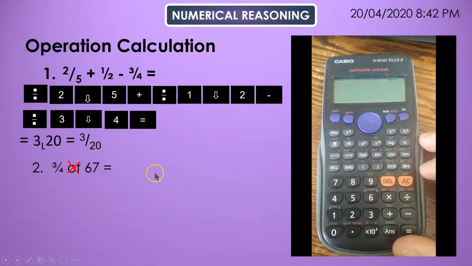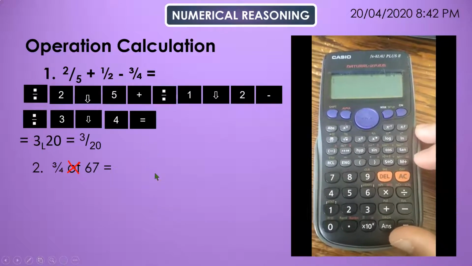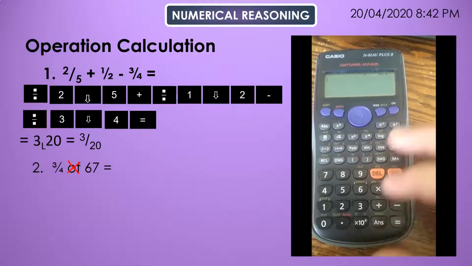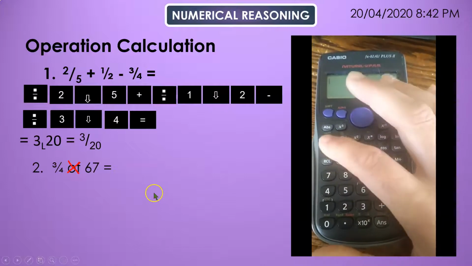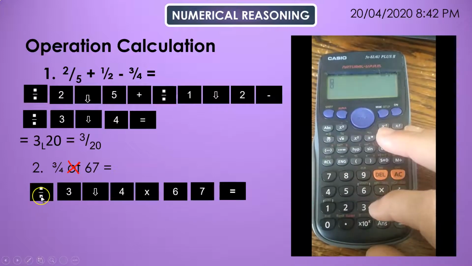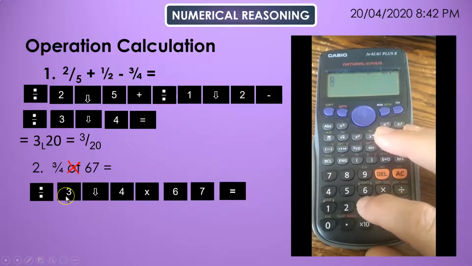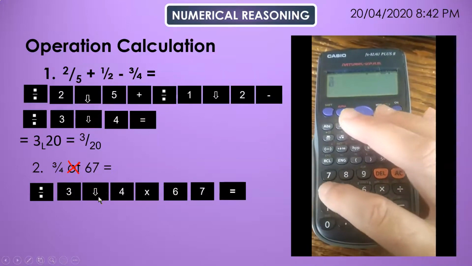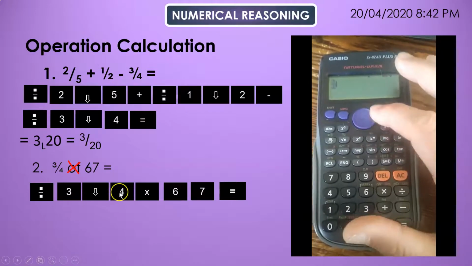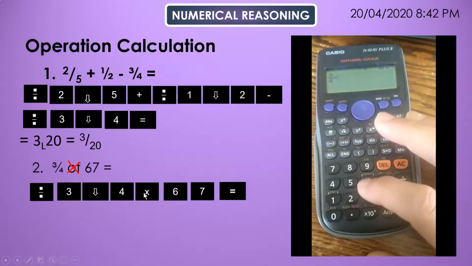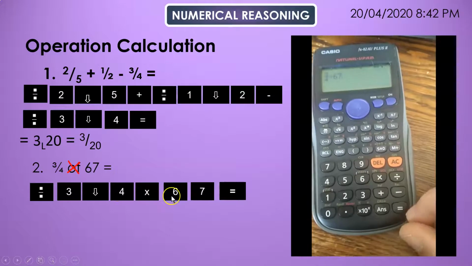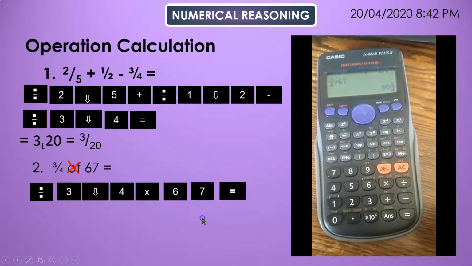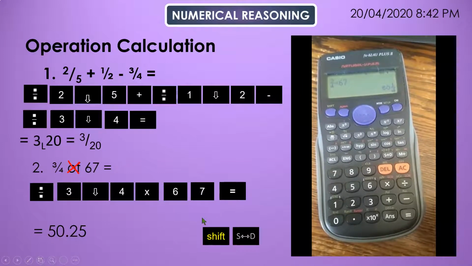For the second question, 3/4 of 67. Key thing is of just means times. So we start with the fraction, so it's 3/4 times 67. So 3 over 4, press right, times 67. Press equals, we get our answer which is 50 1/4.